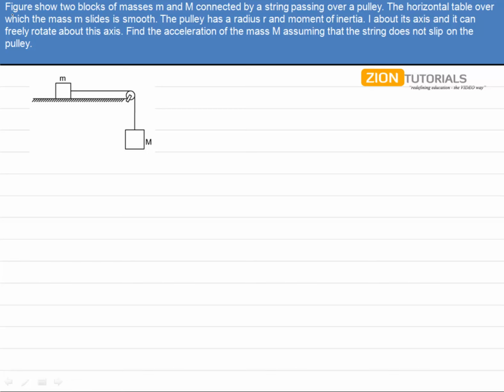As the question says, the figure shows two blocks of masses m and capital M connected by a string passing over a pulley. The horizontal table over which mass m slides is smooth. The pulley has a radius r and moment of inertia I about its axis, and it can freely rotate about this axis. Find the acceleration of the mass capital M, assuming that the string does not slip on the pulley.